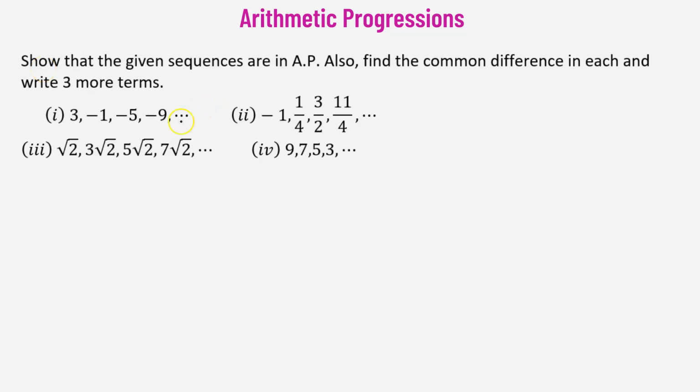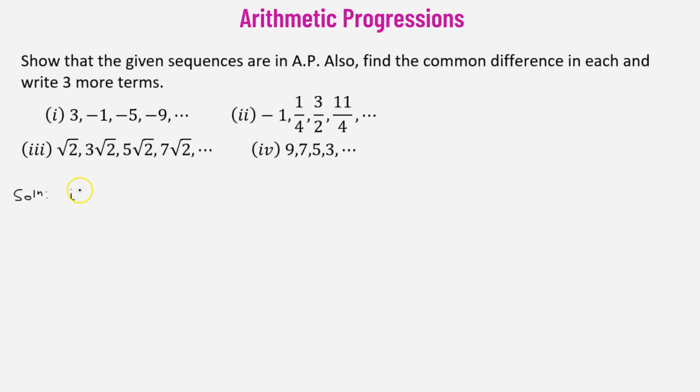So here in this problem, we are provided with 4 different sequences. We need to show that each of the sequences is in AP, that means they are in arithmetic progression. And also, we need to find out the common difference in each of them and write 3 more terms. Fine, so let's begin with our first one.